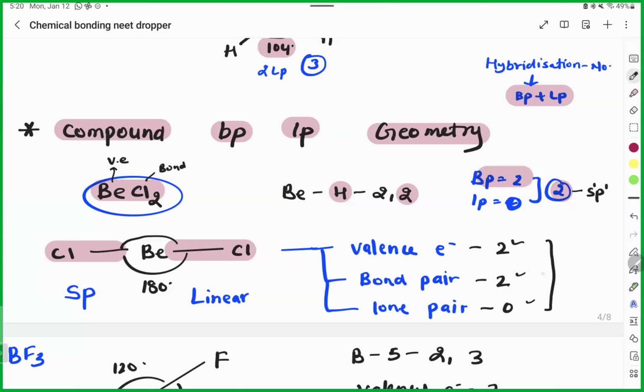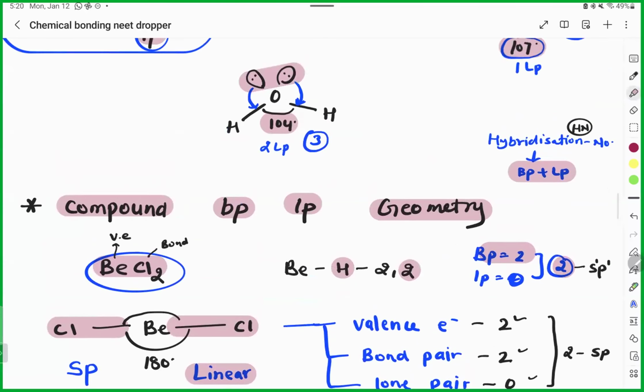Total number of the hybridization number, I will write HN. Hybridization number is 2. 1 sp, total 2, done. And when you have sp hybridization, even carbon-carbon triple bond, you know there will be linear shape. How do we know? You can check here.